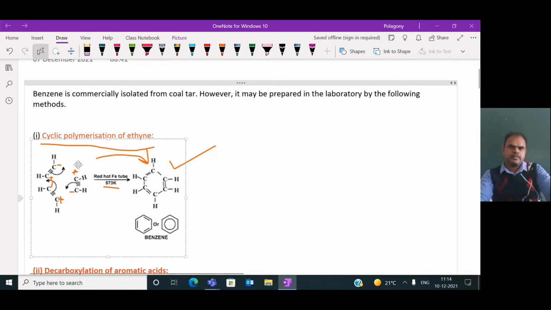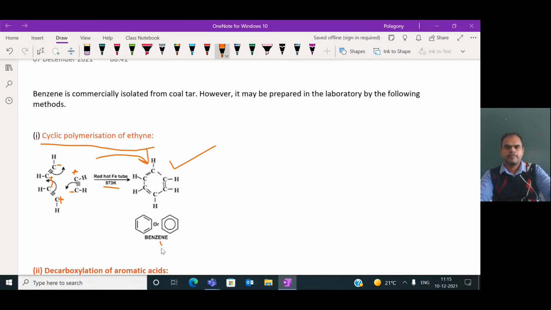When ethyne molecules interact in the chamber, the triple covalent bond is polarized. So the positive charge attracts the negative charge of the carbon, and the negative charge attracts the positive charge. Automatically, the molecules are interlinked to form the cyclic structure called benzene. So benzene is obtained by the cyclic polymerization of ethyne molecules.